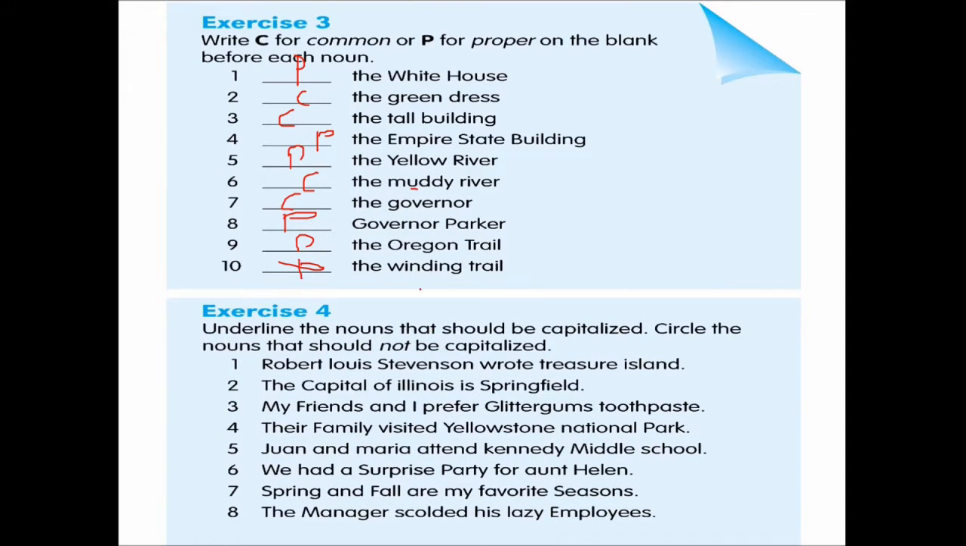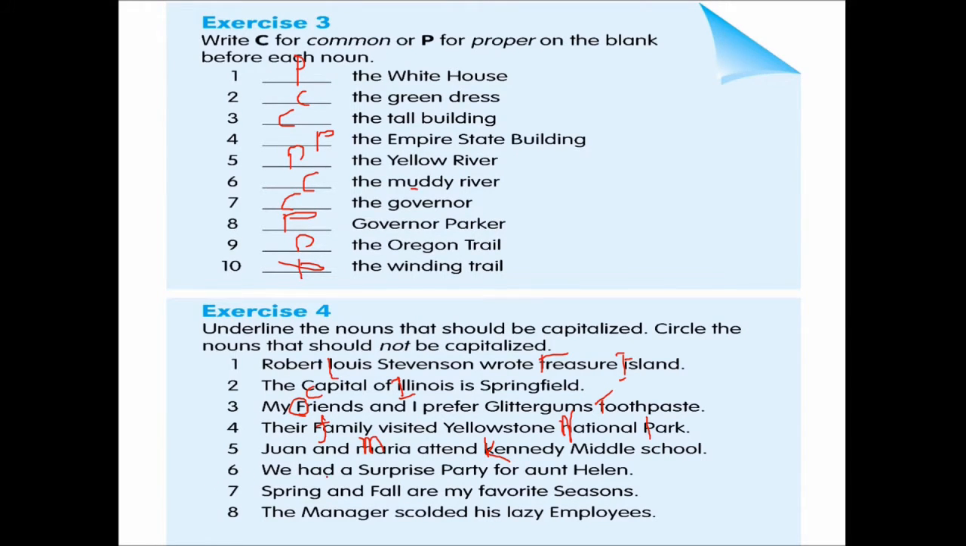Then underline the nouns that should be capitalized. Circle the nouns that should not be capitalized. So the first one is Robert Louis Stevenson wrote Treasure Island. Robert Louis should be capital. Treasure Island is a proper noun, so it should be Treasure Island. Then the capital of Illinois is Springfield. Capital should be small c. Illinois, the I should be capital. My friends, small f. And I prefer Glitter Gums toothpaste, so make it capital T. Their family, this should be small f, visited Yellowstone National Park, N and P should be capital. Juan and Marianne, this is a name, so capital, attend Kennedy Middle School, make it capital.